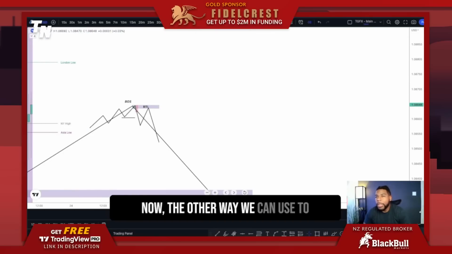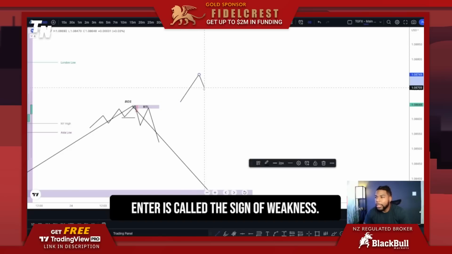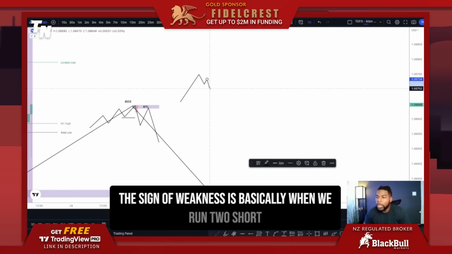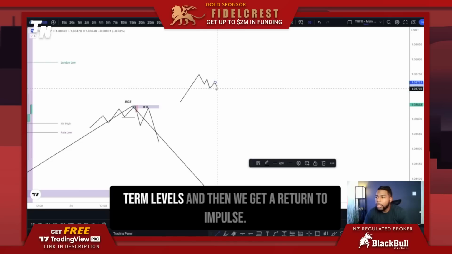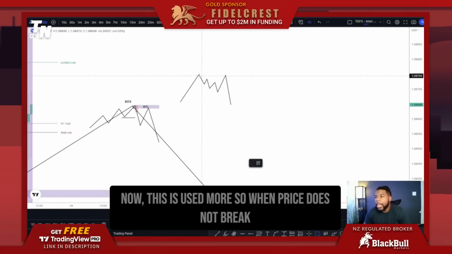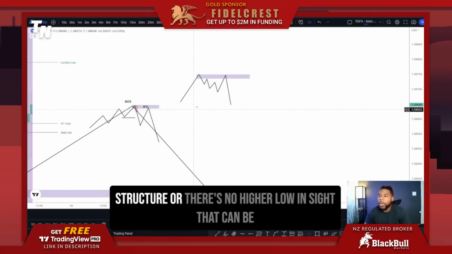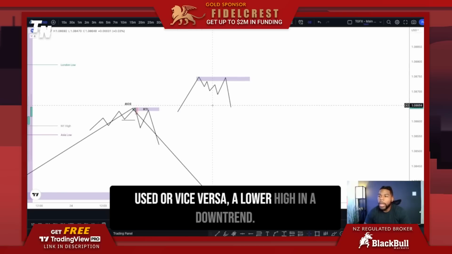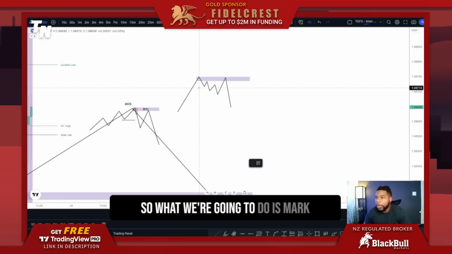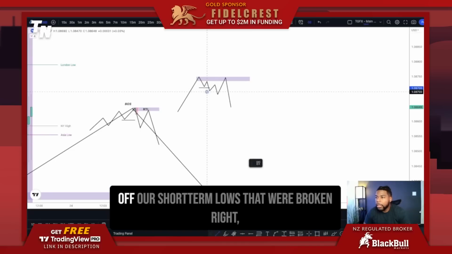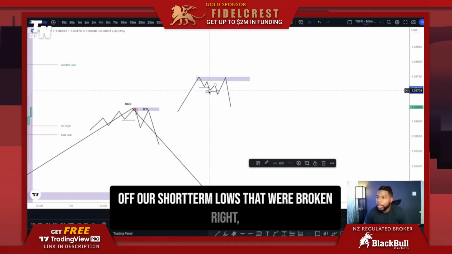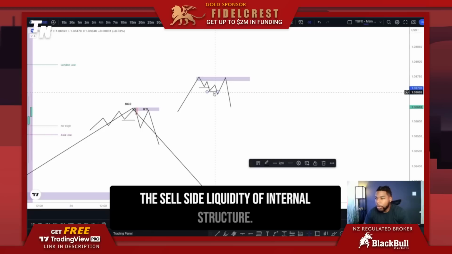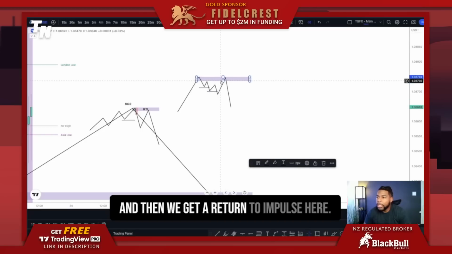Now, the other way we can enter is called the sign of weakness. The sign of weakness is basically when we run two short-term levels and then we get a return to impulse, okay? Now, this is used more so when price does not break structure or there's no higher low in sight that can be used, or vice versa, a lower high in a downtrend. So what we're going to do is mark off our short-term lows that were broken, right? The sell side liquidity of internal structure, and then we get a return to impulse here.